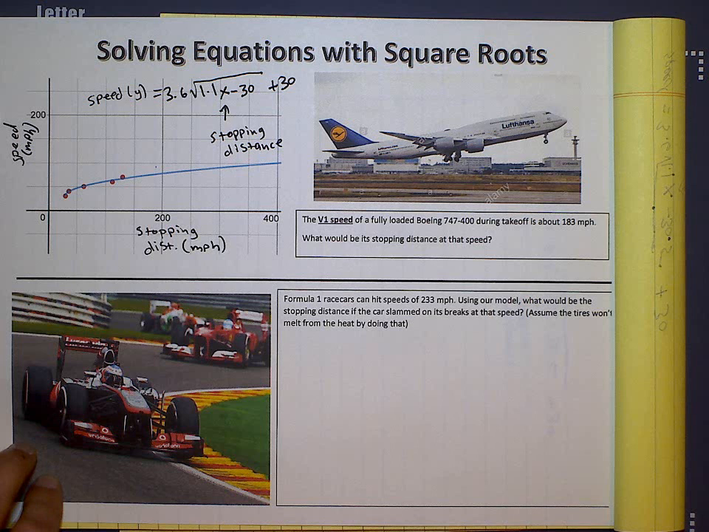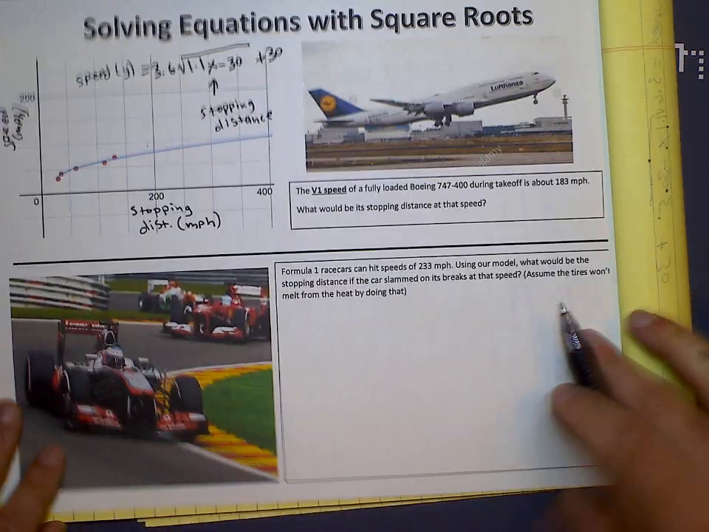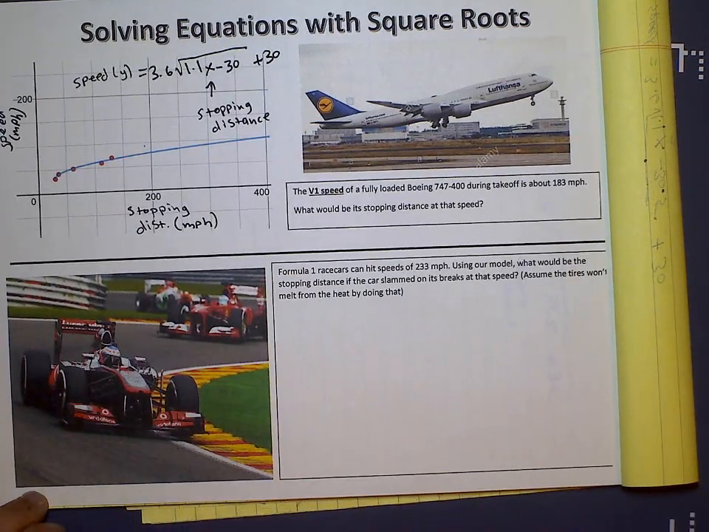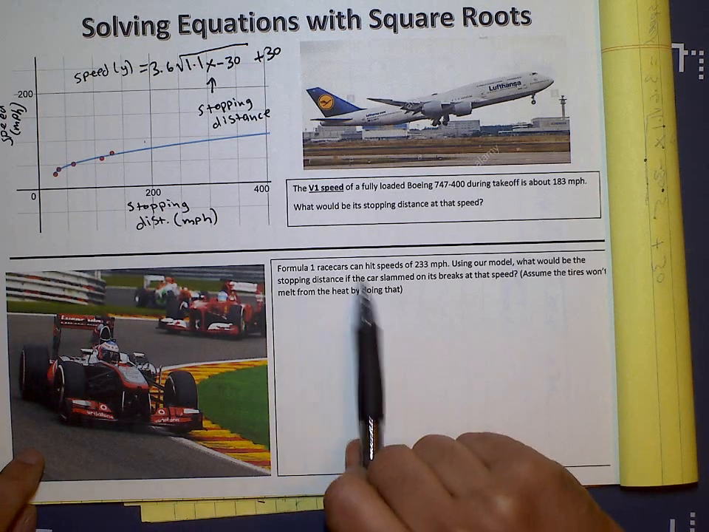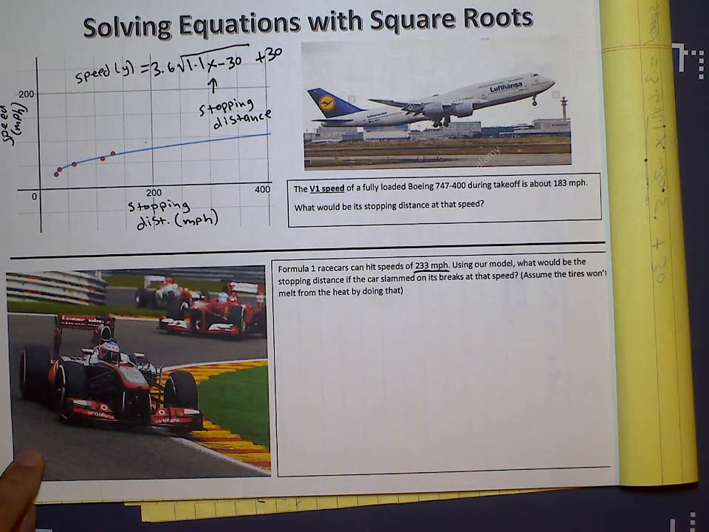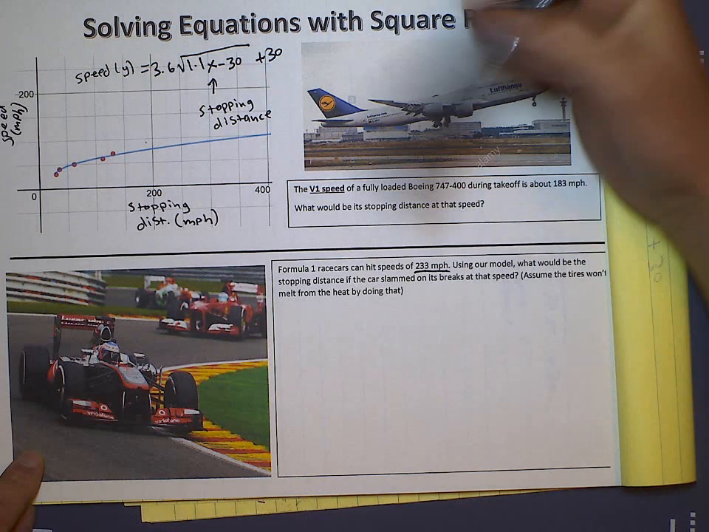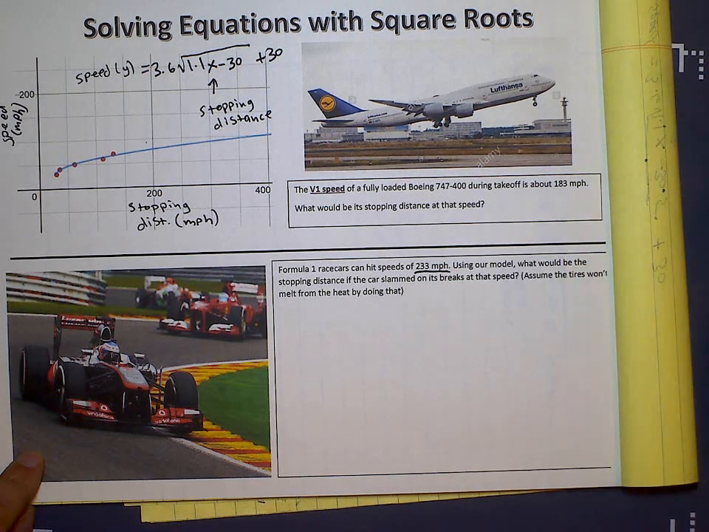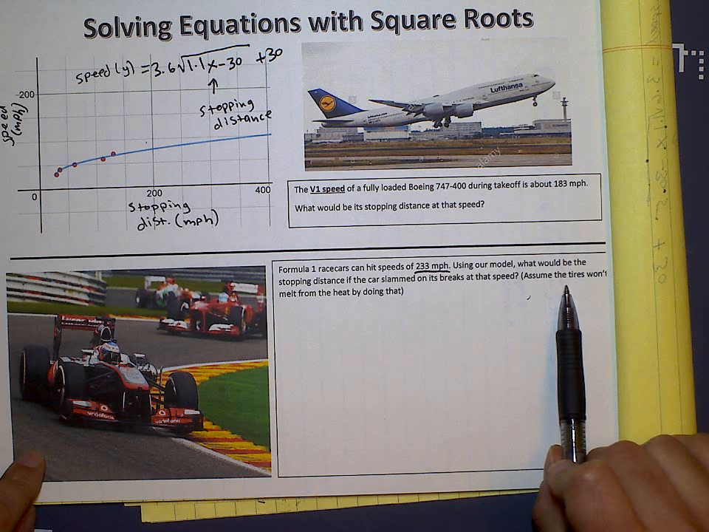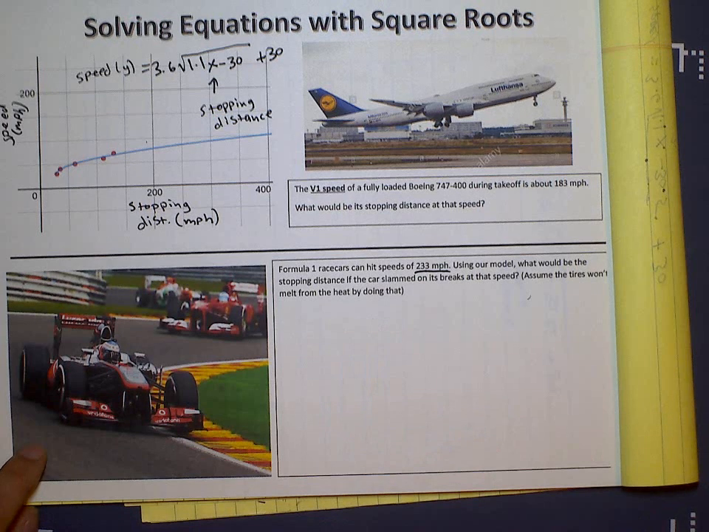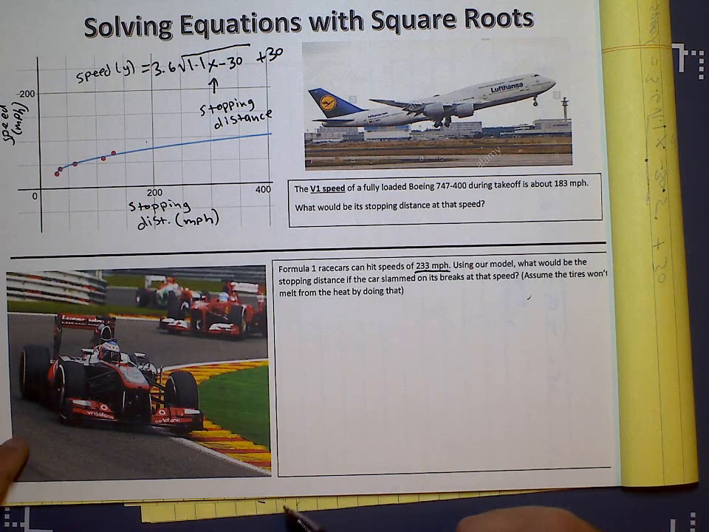So let's look at an application of this. Let's look at this problem with a Formula One race car. Doing a quick Google search, I found out that Formula One race cars hit about 233 miles an hour when they drive. So I thought, based on our model, what would its stopping distance be if it slammed on its brakes? Of course we have to assume that the tires aren't going to melt when it's going that fast, because that's likely what's going to happen unless they're made from some kind of crazy material.